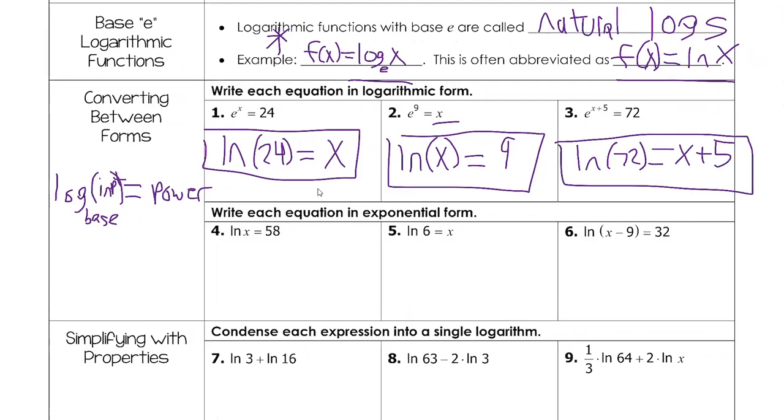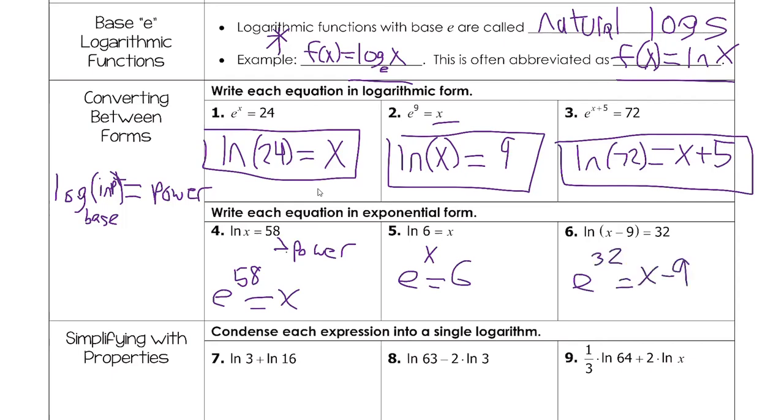Similar idea, you can rewrite these in exponential form. So your base, remember, is e. So you would have e, and remember, this is your power. So you'd have e to the 58th equals your input, which is x. Same idea here: this would be e to the x equals 6. And e to the 32nd equals x minus 9.